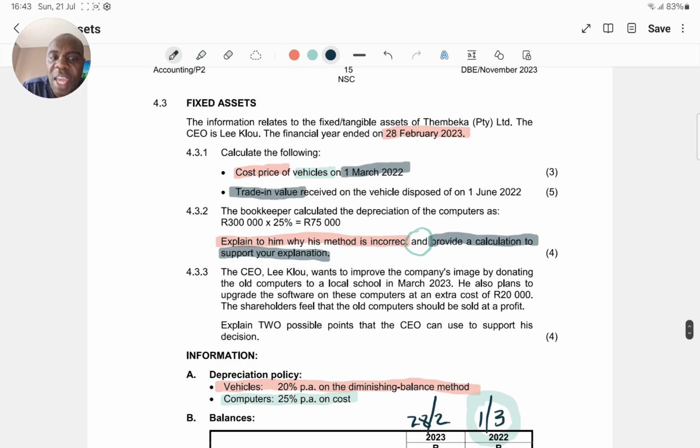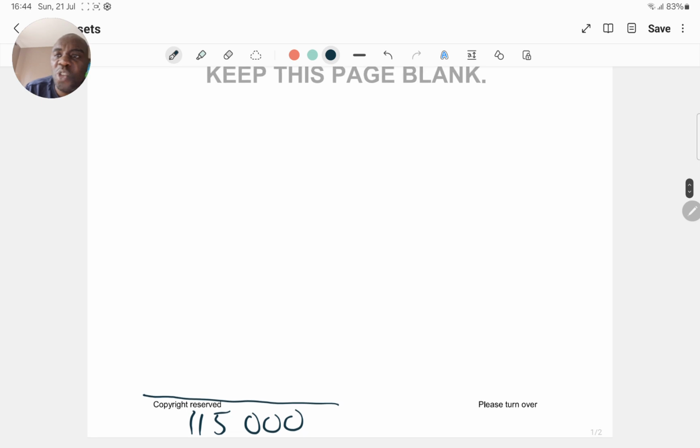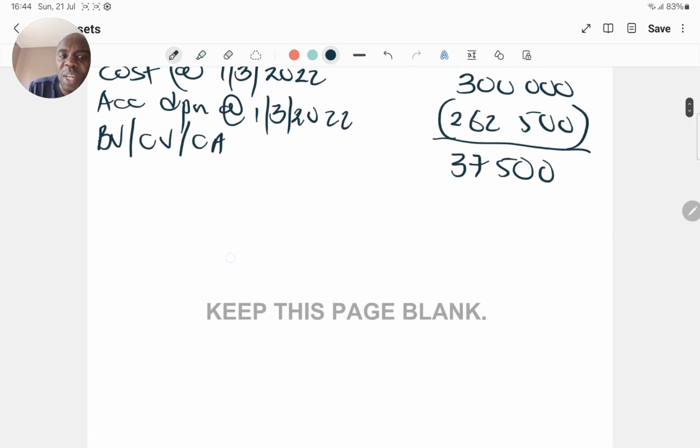Now we want to calculate depreciation for the end of the year. The bookkeeper calculated the depreciation of the computers as follows: 300,000 times 25%, and he got 75,000. Let's do what the bookkeeper did.